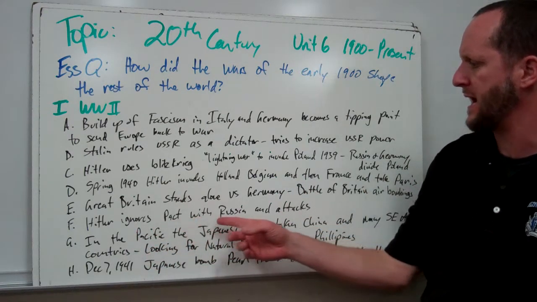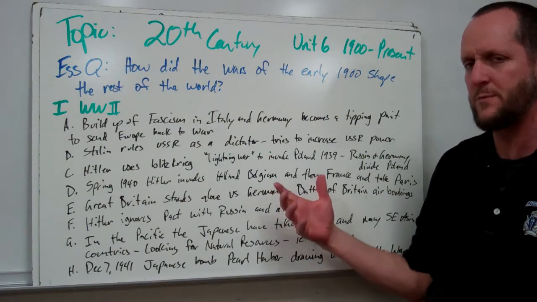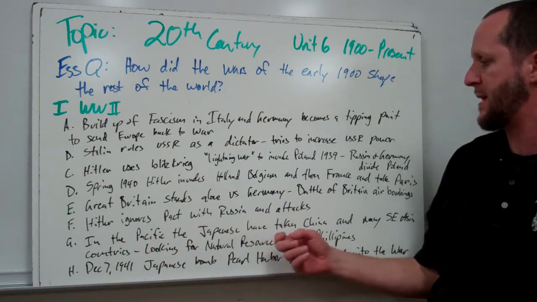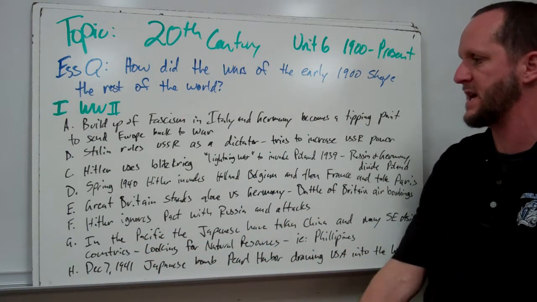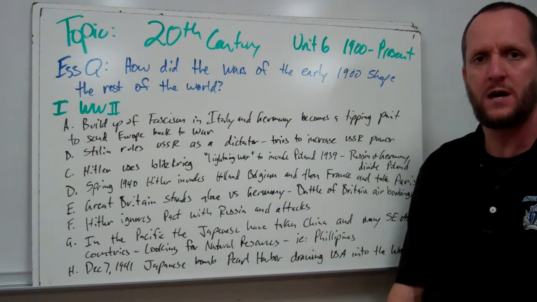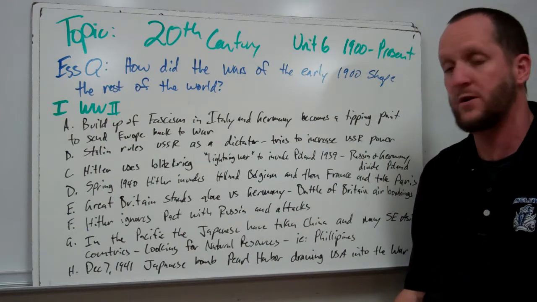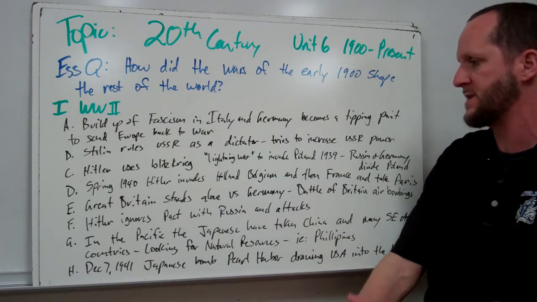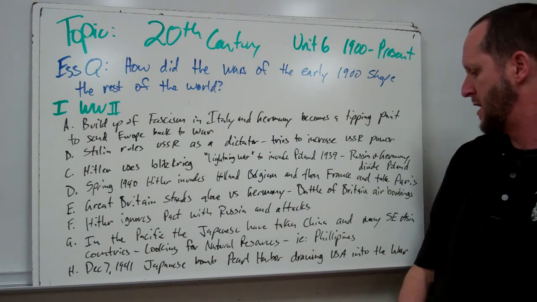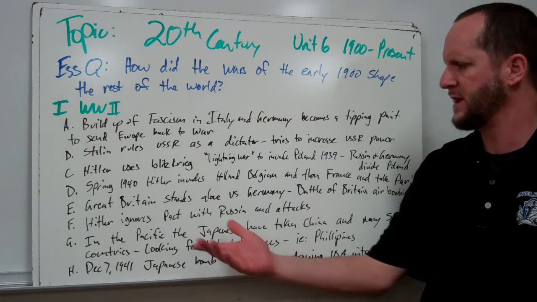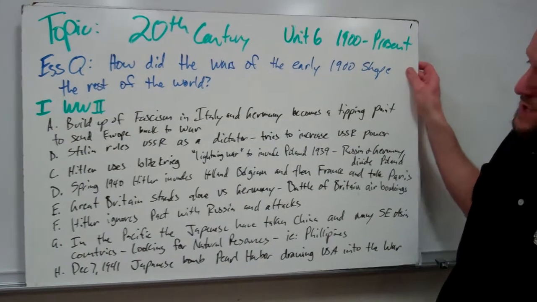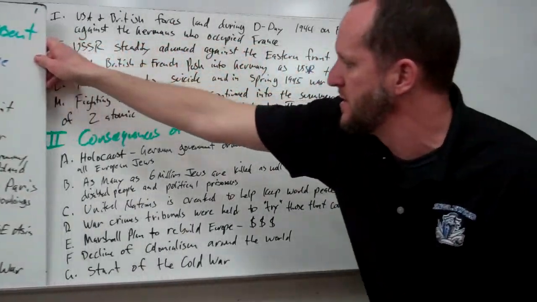Now, Hitler ignores a pact with Russia and attacks into Russia. This might have been one of his big downfalls, but in the meantime, in the Pacific, the Japanese have taken China and many Southeast Asian countries. They're looking for natural resources. They're a small island. It doesn't have as many natural resources as they would like, and they're looking for natural resources, especially the Philippines. December 7th, 1941, the Japanese bombed Pearl Harbor, drawing the United States into war. I think it was December 8th or sometime right around there. They also took over the Philippines, which had a lot of oil that the Japanese sorely sought.